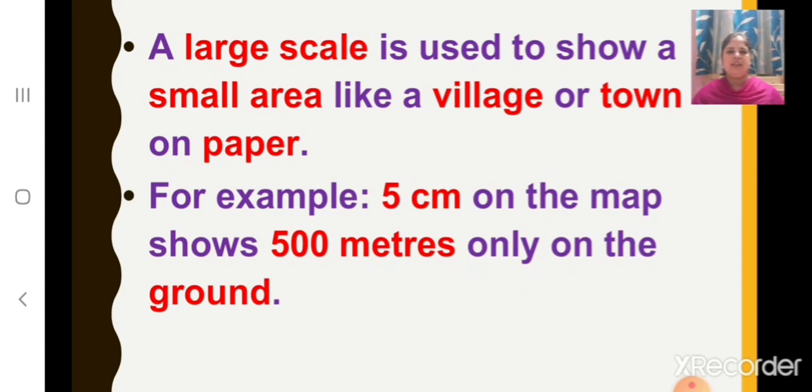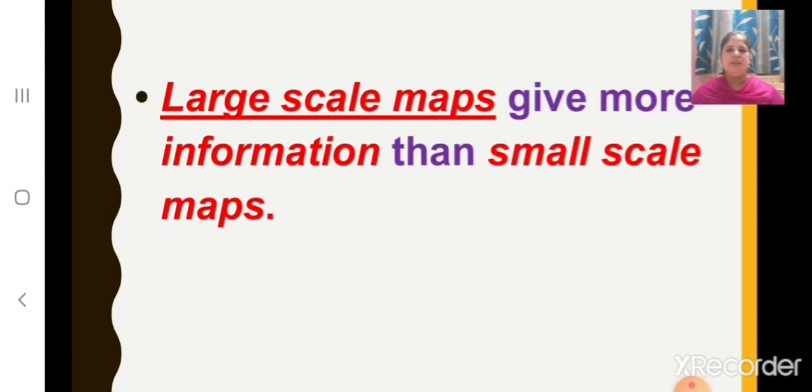And what is a large scale map? A large scale is used to show a small area like a village or town on paper. For example, 5 centimeters on the map shows 500 meters only on the ground. That is, 500 meters are shown on the map as 5 centimeters. This means a large scale is used to show a small area on paper. Children, which maps give more information? Large scale maps give more information than small scale maps.